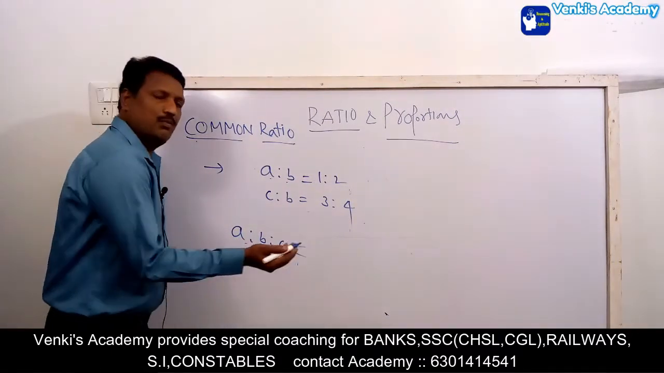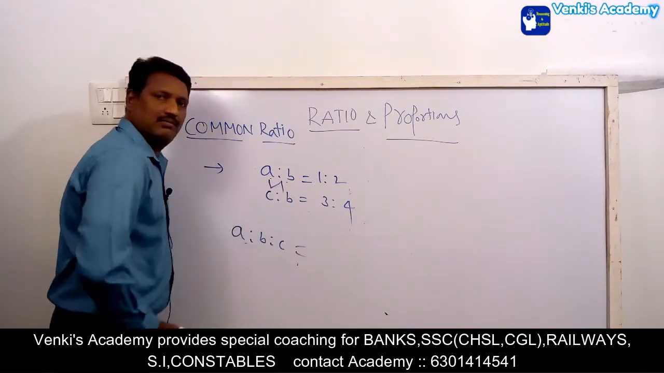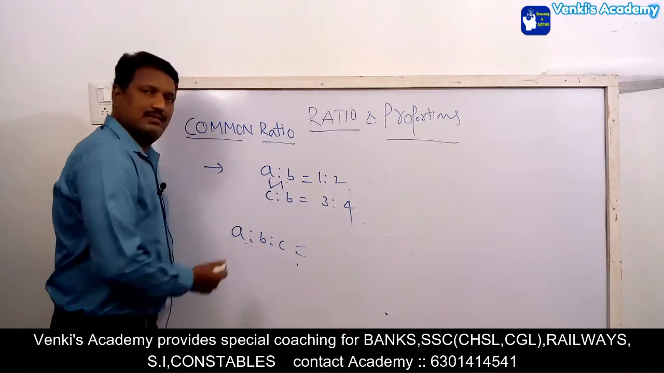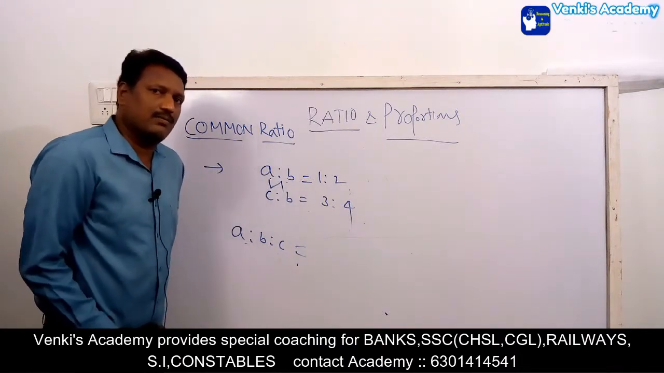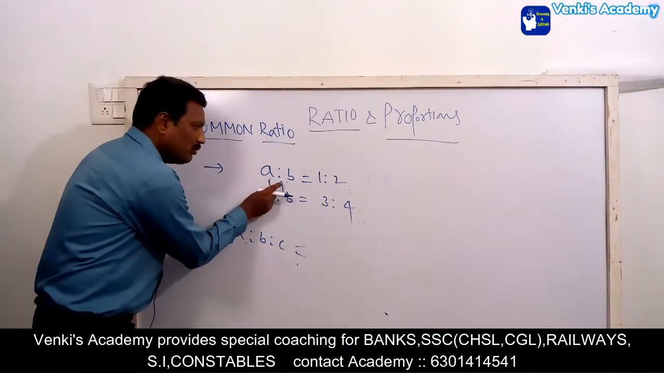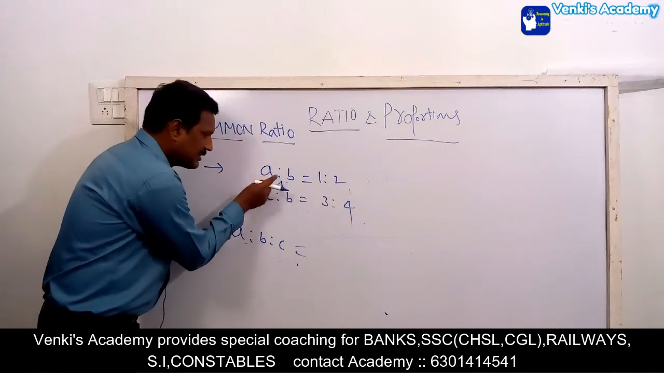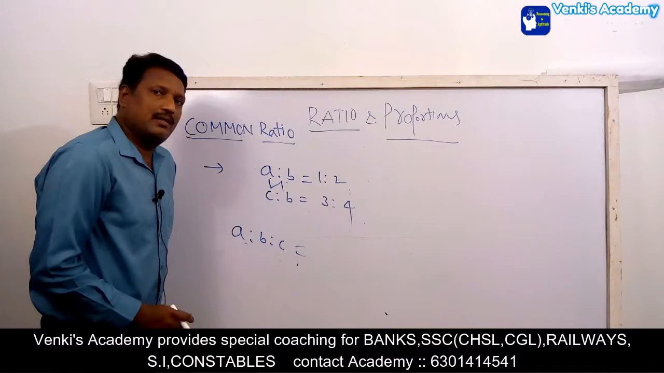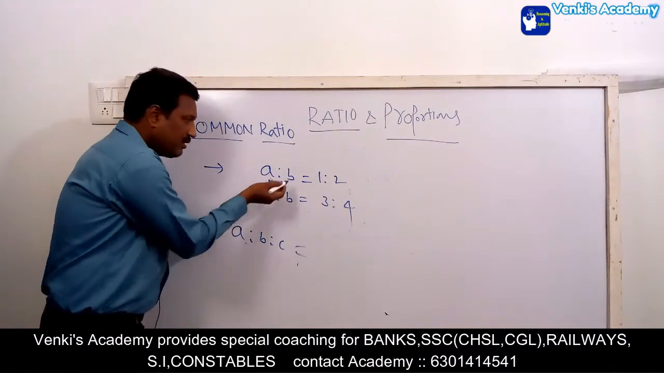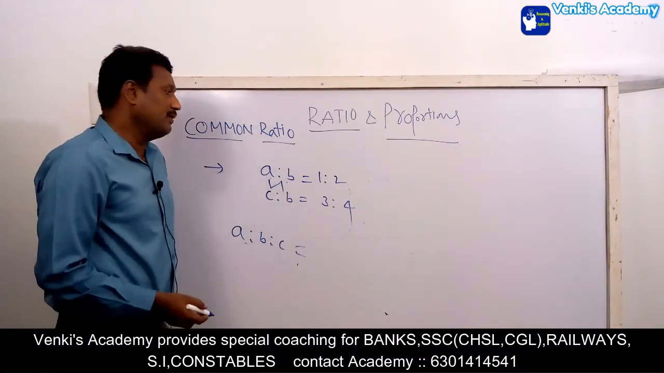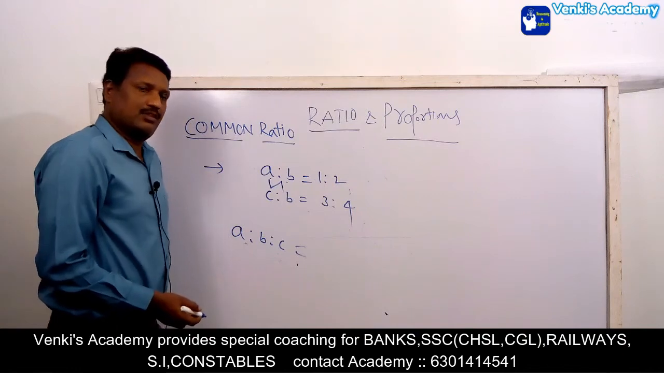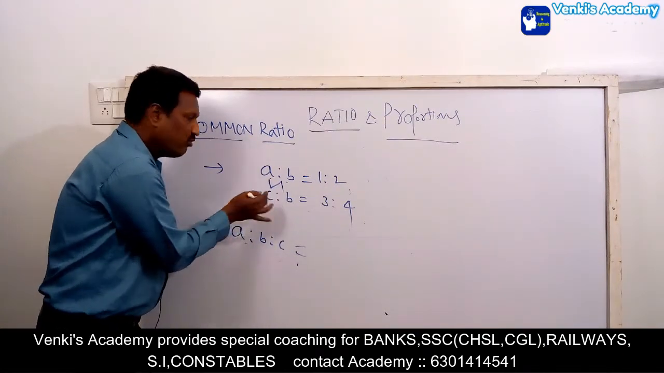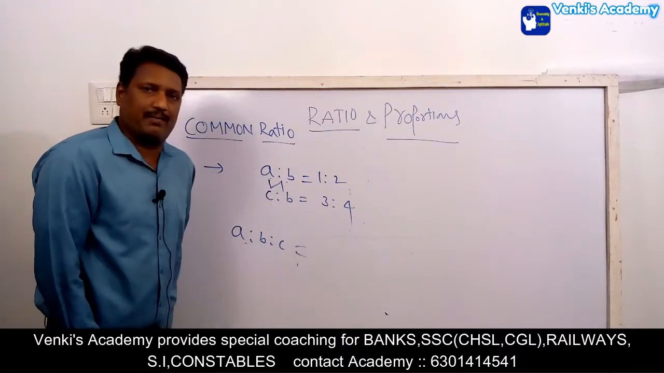Now people will simply put the common variable value here, a mirror image of n. If you put it like this, it is absolutely wrong. Whenever you apply this mirror image of n, the variable which should be repeated should be in the cross only. Here, which variable is common? B is the common variable. So we should make an arrangement before putting the mirror image of n.